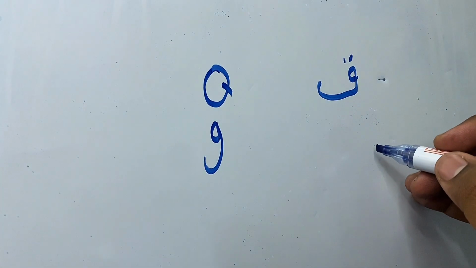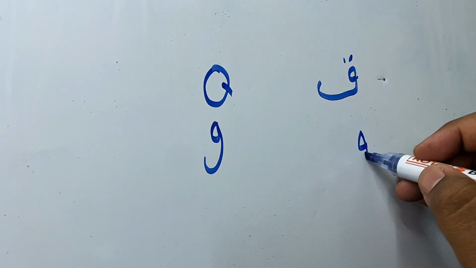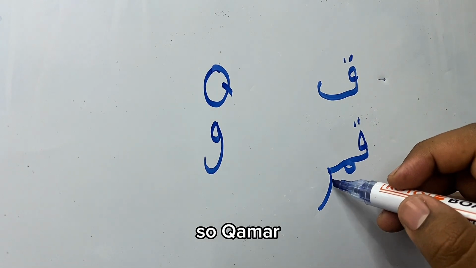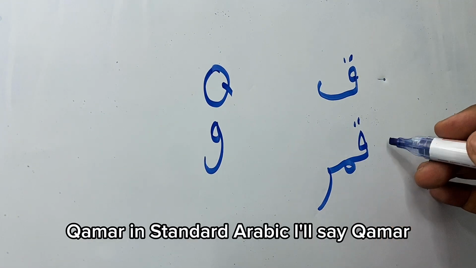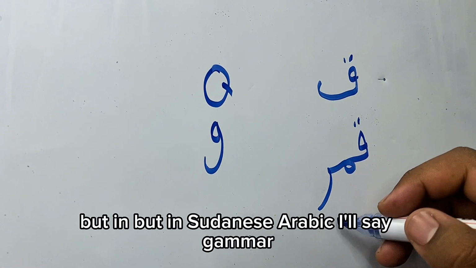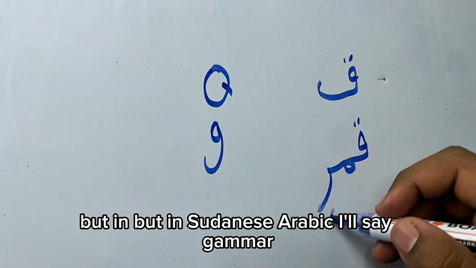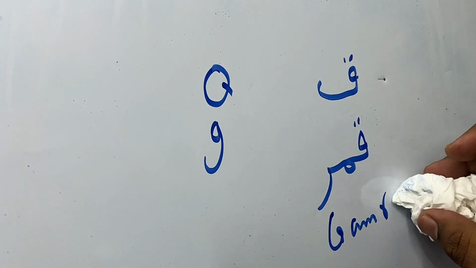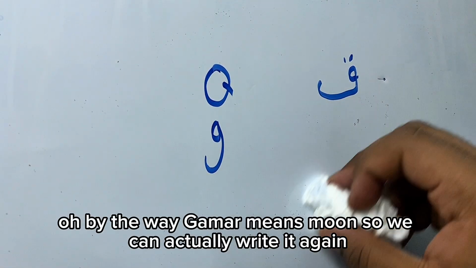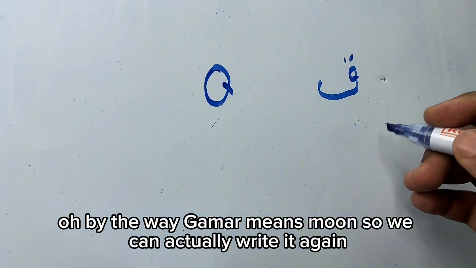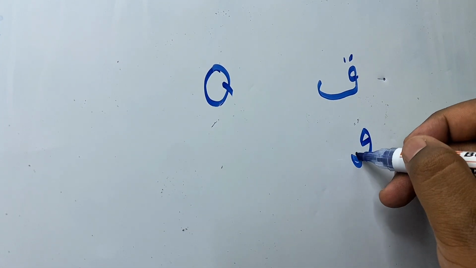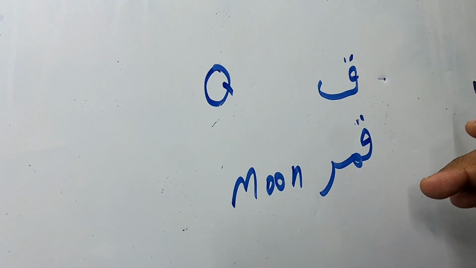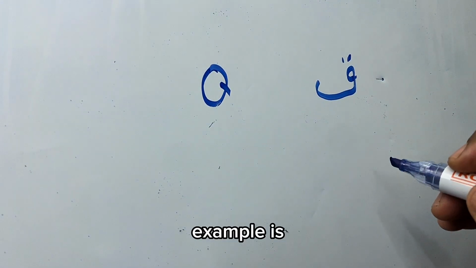So I can say, so qa, ma, ra, qamar. In standard Arabic, I would say qamar, but in Sudanese Arabic, I'll say gamar. Oh, by the way, qamar means moon, so we can actually write it again. Qamar is moon.